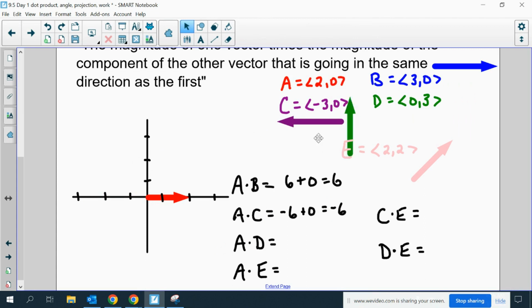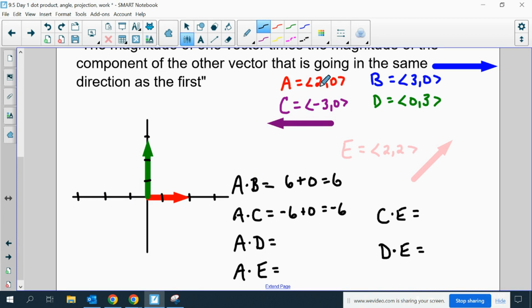Now A dot D, we have 2 times 3 again, but these don't share any components. So the red one is going entirely in the x direction, and the green one is going entirely in the y direction. So as a result, we would think that since they share no components, nothing is going in the same direction, and it's not even like they're going in opposite directions like A and C. So A dot D, hopefully we get 0. So 2 times 0 is 0, and 0 times 3 is also 0. So A dot D gives us 0.